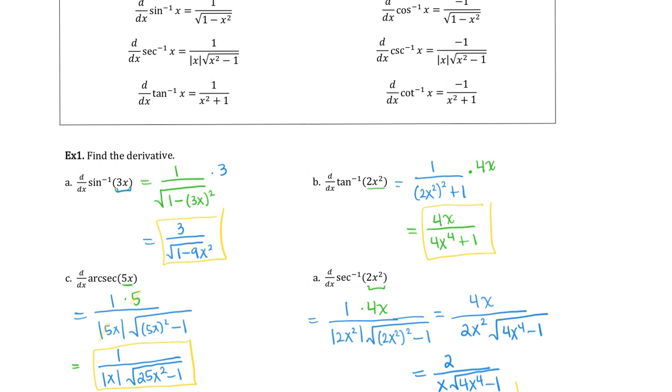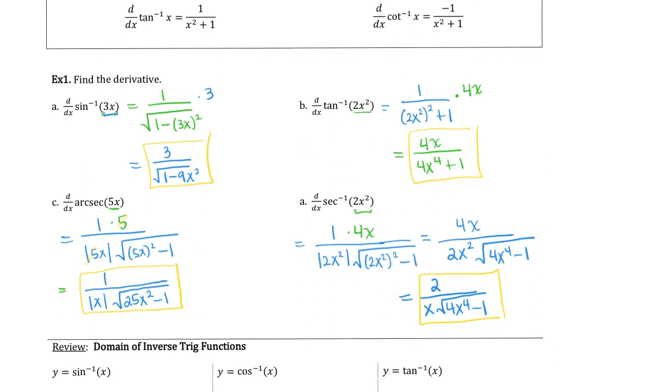Okay, and then this is my simplified answer. I didn't need the absolute value, and I was able to cancel out an x. It's because when I was absolute valuing the x squared, the absolute value was redundant. So I could cancel it out or get rid of the absolute value.